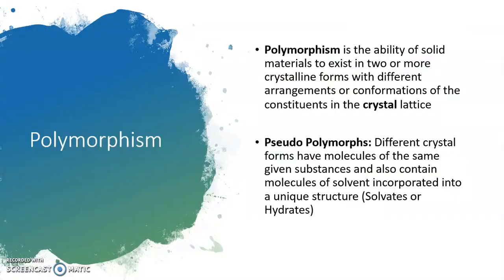Polymorphism is the ability of solid materials to exist in 2 or more crystalline forms with different arrangements or conformations of the constituents in the crystal lattice. That means the material is same, molecular formula is same, but the molecules will place themselves in different positions so that they are forming different crystal lattice structures, and because of this the material can exist in different forms. This is referred to as polymorphism, and the different forms are referred to as polymorphs.